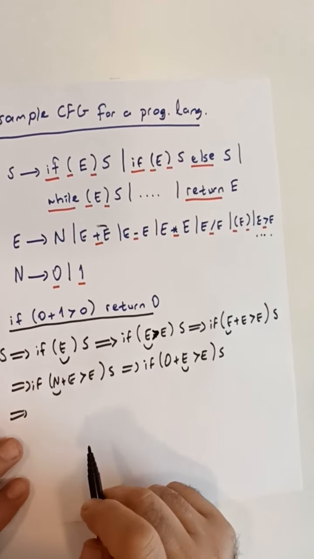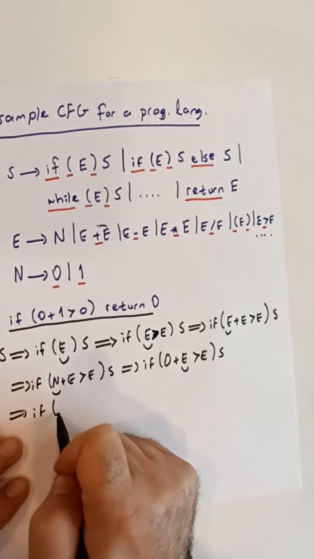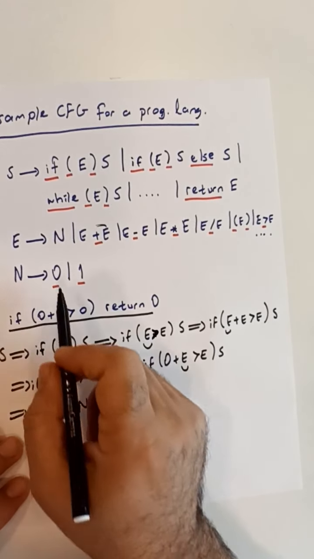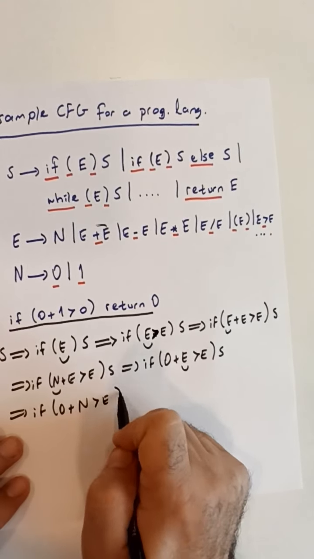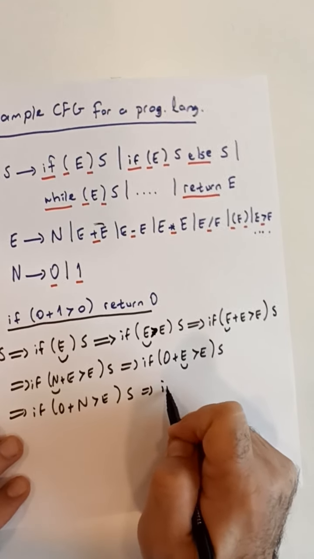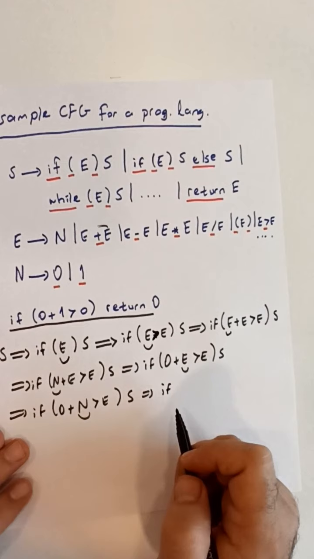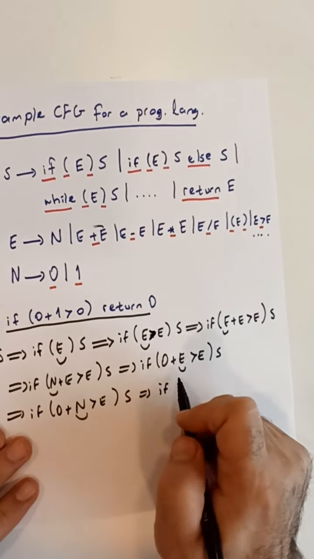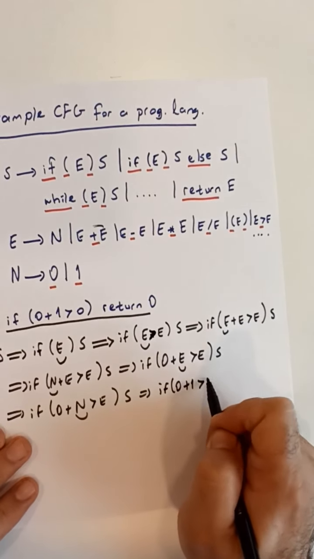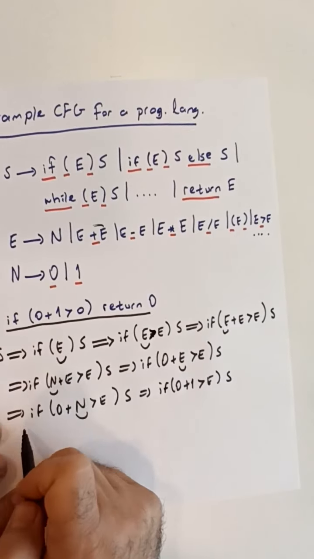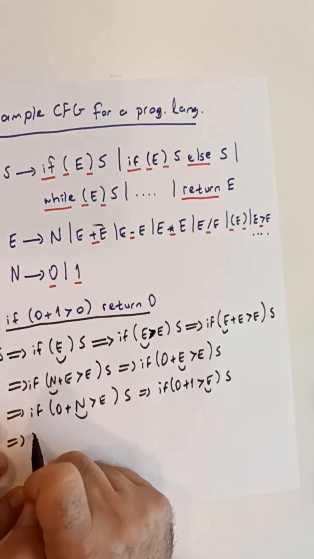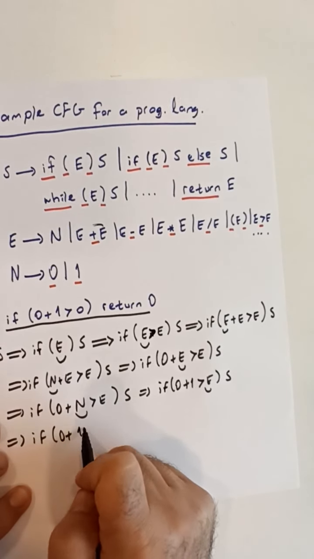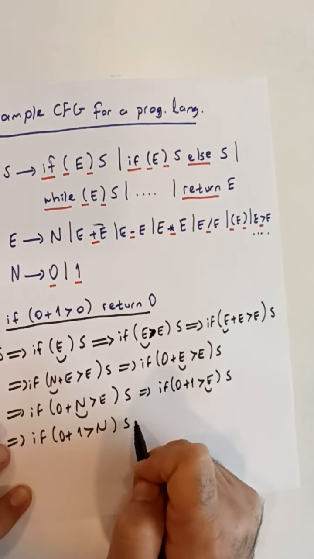derivation, expand the leftmost variable e. If 0 plus, again we expand it with the number, with this rule n greater than e, statement s. Expand this number variable with simply 1. If 0 plus 1 greater than e, statement s. Expand this e with, again, this rule number. If 0 plus 1 greater than number n, s.